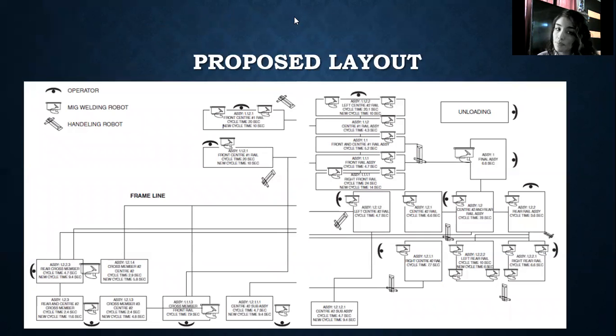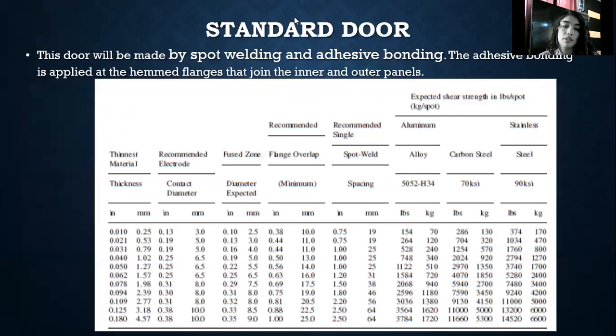The proposed layout. Here are the operators, the MIG welding robot, and the handling robot. And for the standard door, the same was done. This door will be made by spot welding and adhesive bonding. The adhesive bonding is applied at the hem flanges that join the inner and outer panels. Here are the material, the thickness of the material, the recommended electrode, the fused zone, the flange overlap, the spacing of the spot weld.